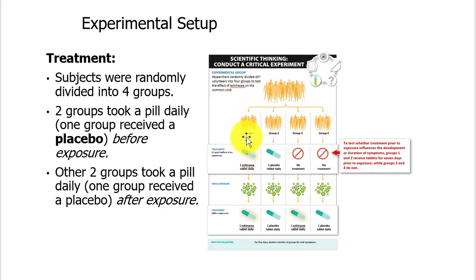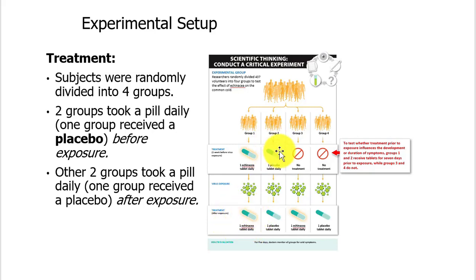2 groups took a pill daily. So these 2 groups here took pills before exposure to the virus. Groups 3 and 4 did not take pills before exposure to the virus. So only group 1 took echinacea for a week prior to exposure to the virus. They were then exposed to the cold virus, and then they continued to take echinacea tablet daily.